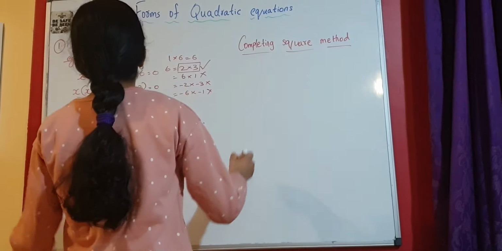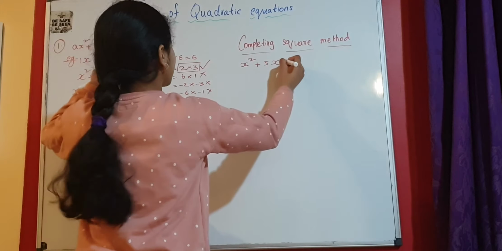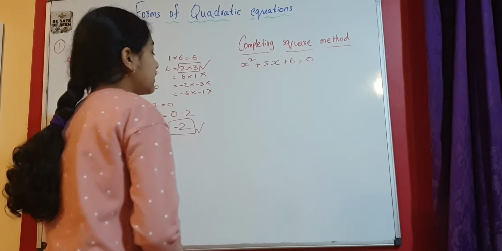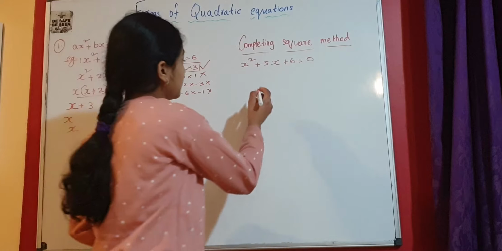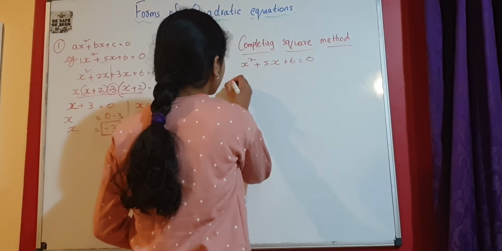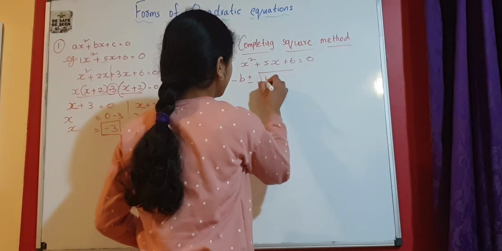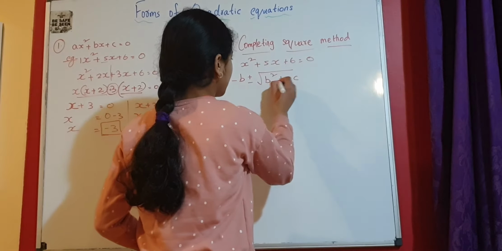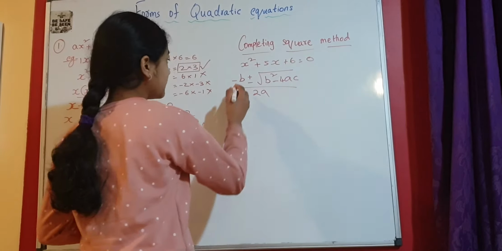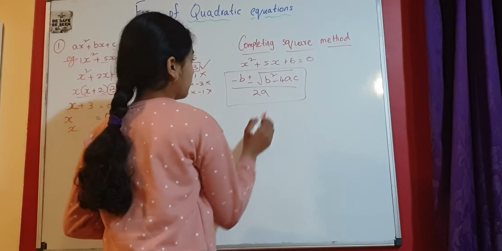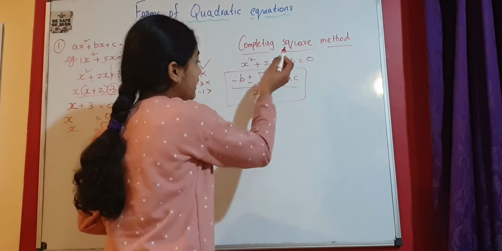Completing square method. So the example we took is x square plus 5x plus 6 is equal to 0. Now there is a formula to remember while doing completing square method. That is minus b plus or minus under root b square minus 4ac upon 2a. So this is the formula. Now what are a, b and c? What are these variables?